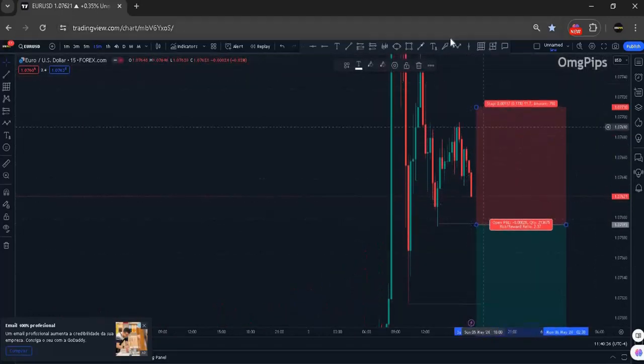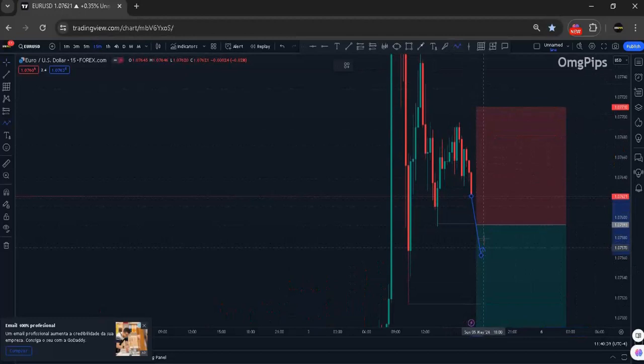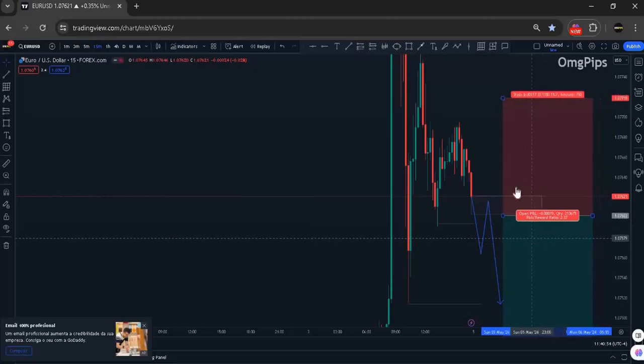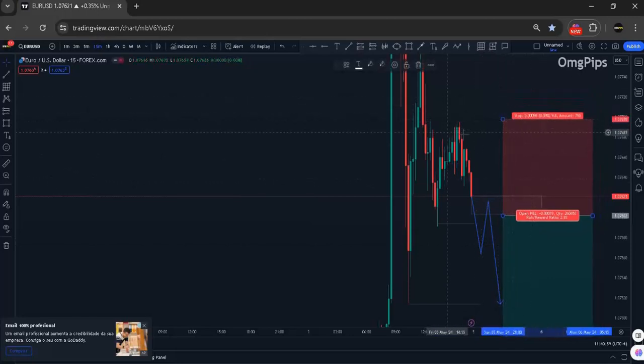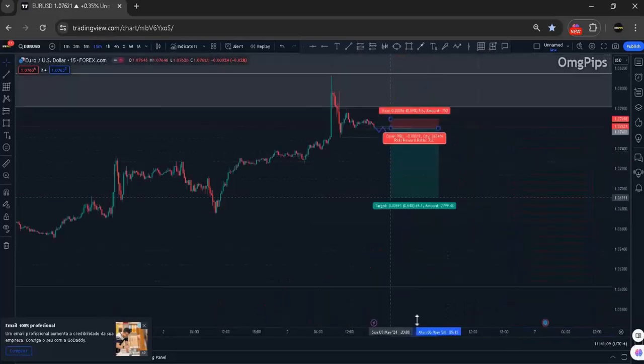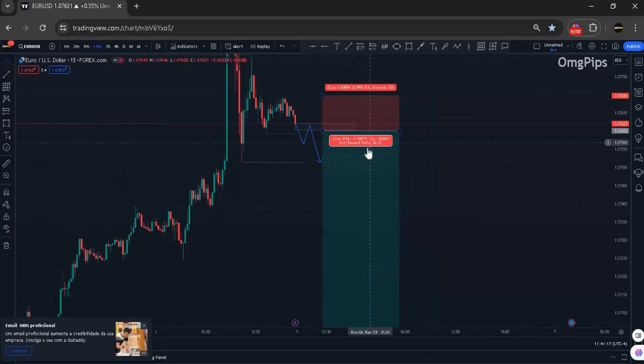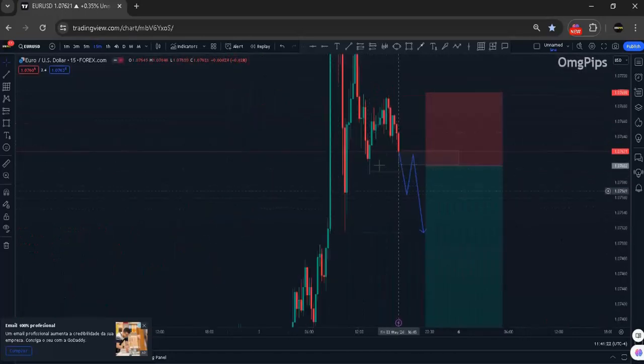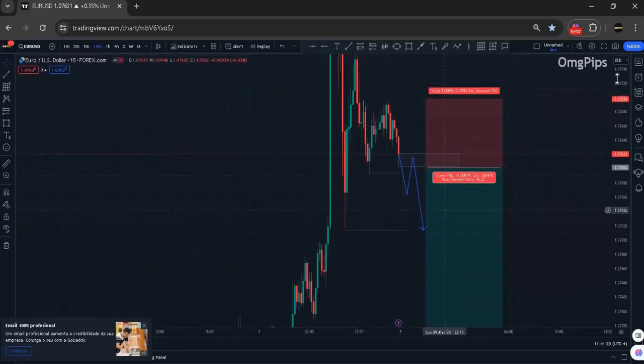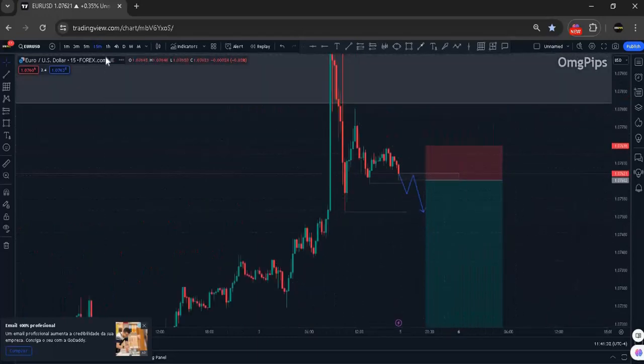Once price breaks that level, I'd look for an FVG in here, then put my entry right on the FVG and put my stop loss right above the most recent high, then put my TP right there. And if you look, this is a 1-to-16 setup. Once price breaks this level, then I'm going to look for an entry, and once it breaks this level, then it's confirmed that we are going to be bearish for a while.